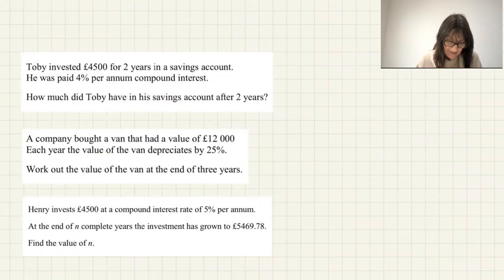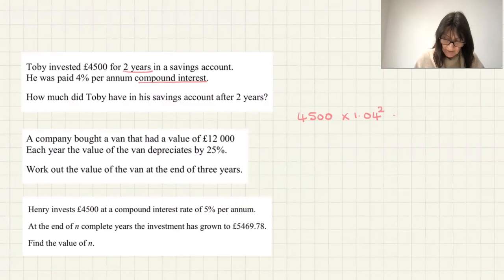So Toby has invested £4,500 for 2 years in a savings account. He was paid 4% per annum compound interest. So there are all my key facts. It's compound interest, so it's going to have that add-on. It's a period of 2 years. So my original is 4,500. It's an increase of 4%, so 1.04 over 2 years.